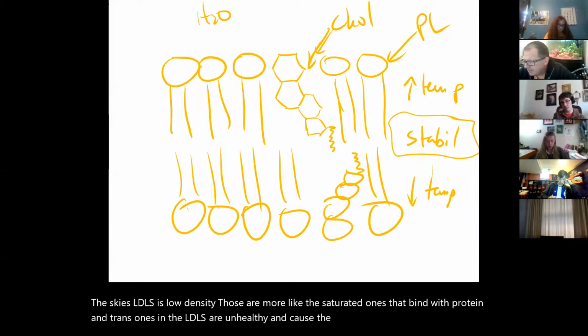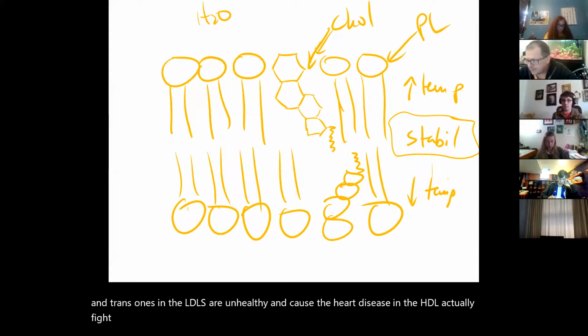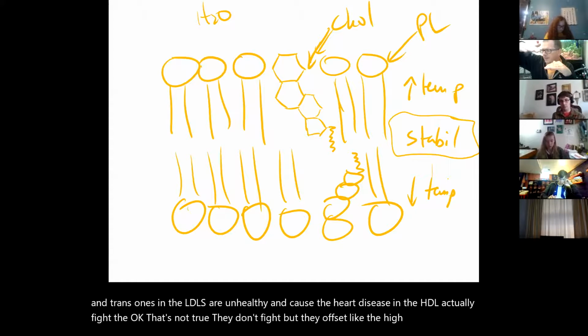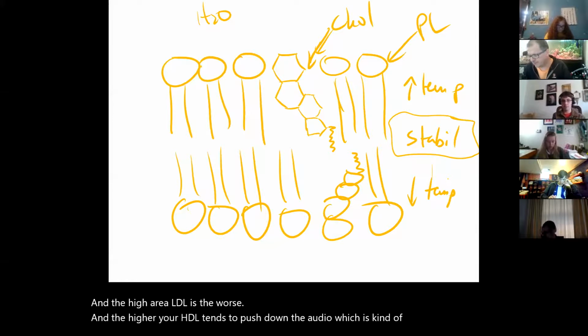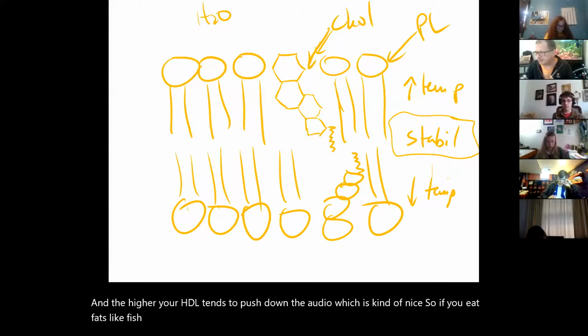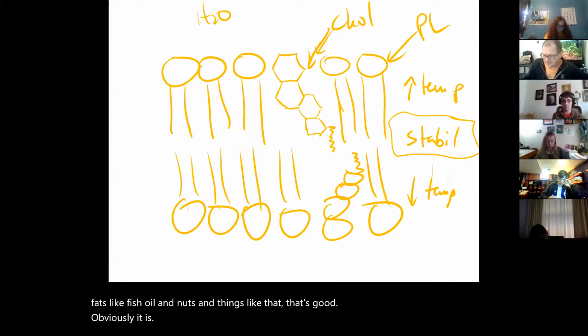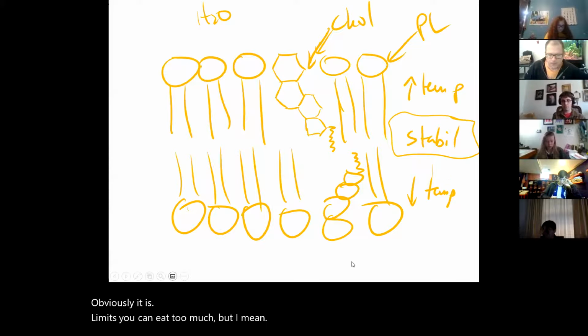And the HDL actually fight the, okay, that's not true. They don't fight, but they offset. The higher your HDL is, the better. And the higher your LDL is, the worse. And a higher HDL tends to push down the LDL, which is kind of nice. So if you eat fats like fish oil and nuts and things like that, that's good. Obviously, there's limits. You can eat too much, but you know what I mean? All right.